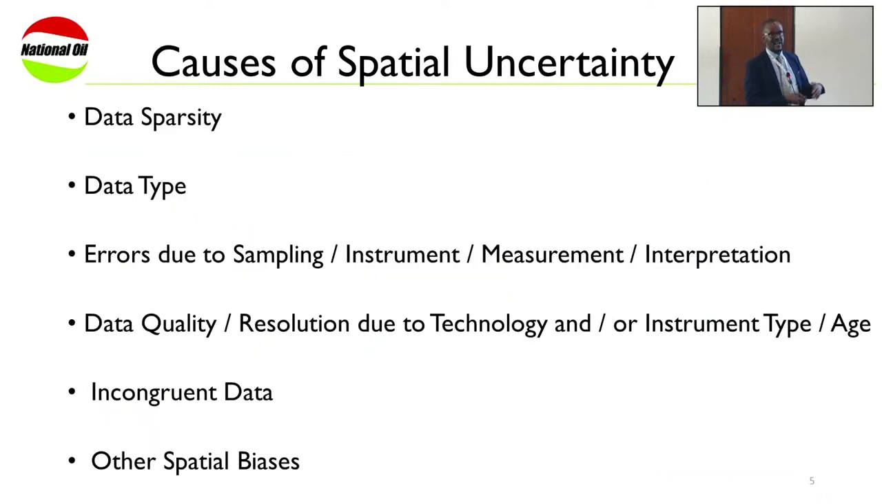And so these are the causes of data uncertainty in spatial maps. And I won't go through them. I've talked about some of them. We've talked of data sparsity, data type, the errors due to sampling. There's data quality, all the way up to age. And even when we take multiple measurements, sometimes they don't agree with each other. And so we have incongruence in the data. The question again is, how do we represent this in a spatial map in an intuitive manner?